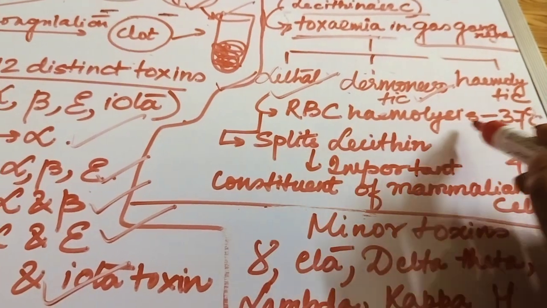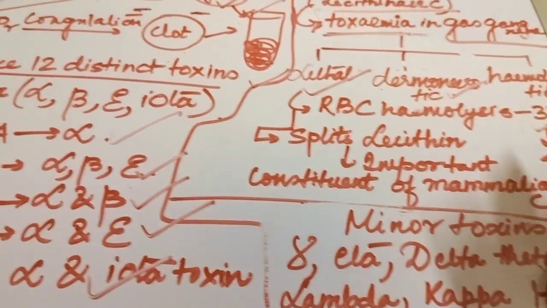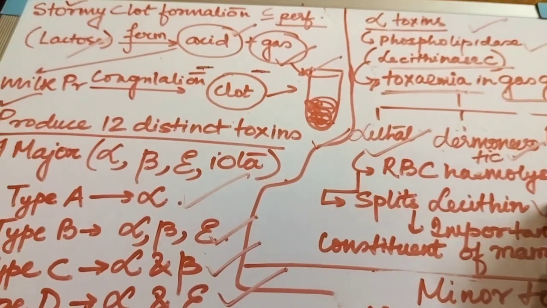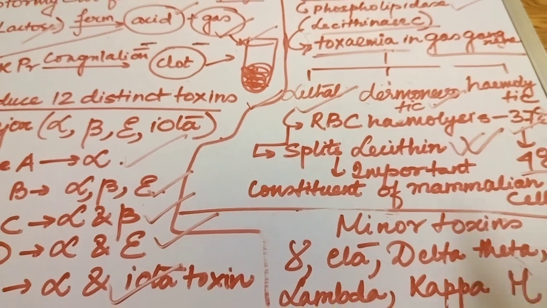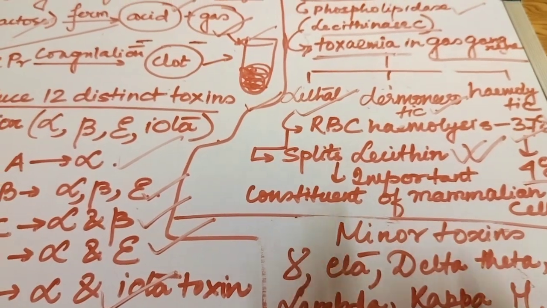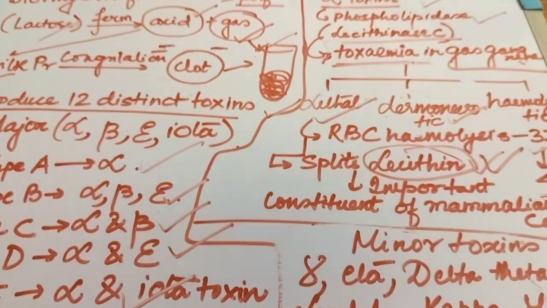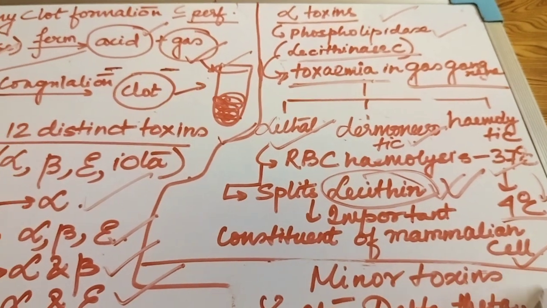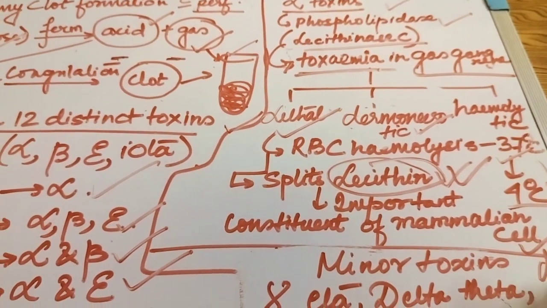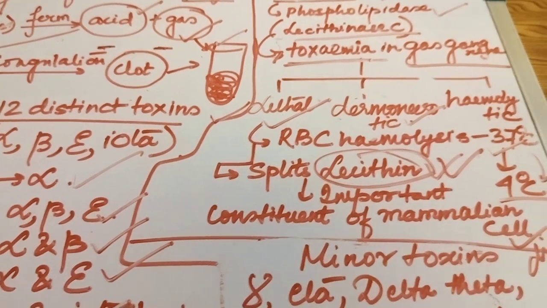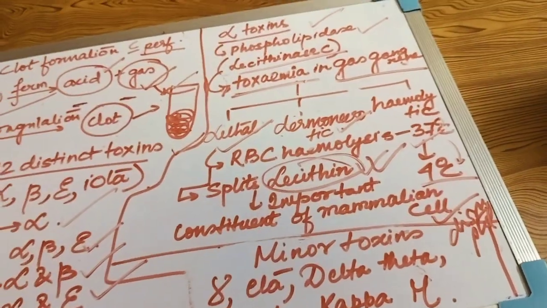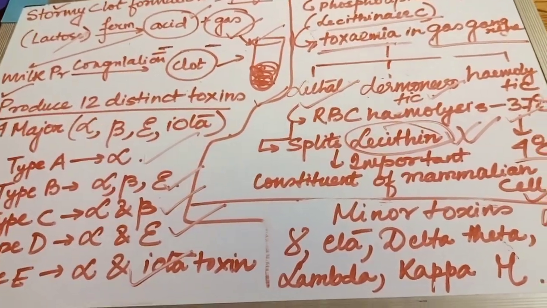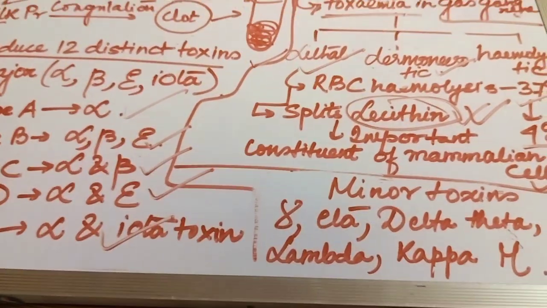Now it undergoes RBC hemolysis at 37 degrees centigrade, and when chilled to 4 degrees centigrade, they basically split this lecithin. It's an important component of your mammalian cell. So the plasma membrane of the mammalian cell gets disrupted, and it can easily undergo penetration of this particular toxin, which results in further degradation of the protein and killing of the cells, though there are many minor toxins as well.